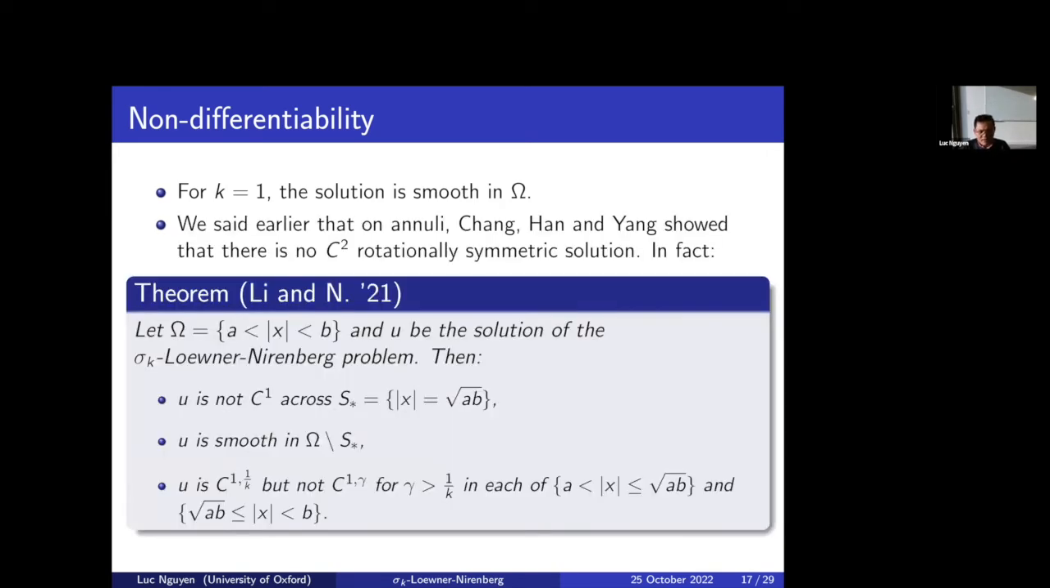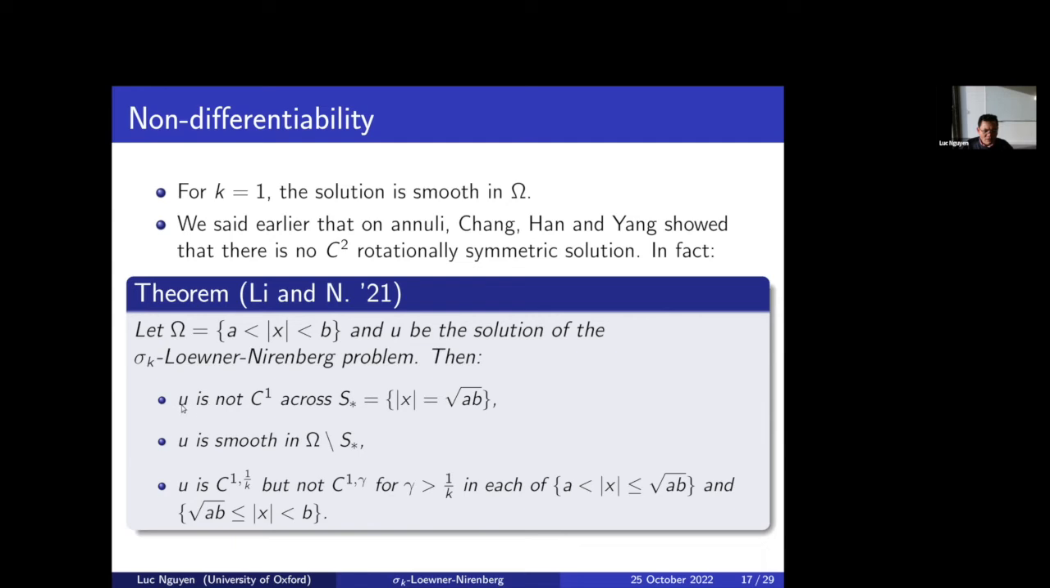Now, we said earlier that on an annulus, Chang, Han, and Yang showed that there is no C2 rotationally symmetric solution. And by the theorem that we showed 2 slides ago, we know that for any domain, in particular on an annulus, we have a Lipschitz solution. So the following theorem precises the nature of irregularity of the solution on an annulus.